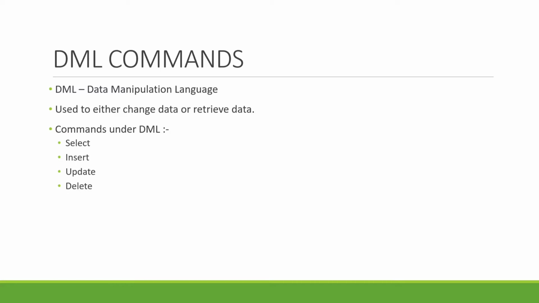Prior to this, we have seen the DDL commands, which were used to change or add the fields in the table. These commands are used to add the records in the table. With the help of DDL and DML, we create the entire database with all the records and the fields. The commands present under DML are select, insert, update, and delete.